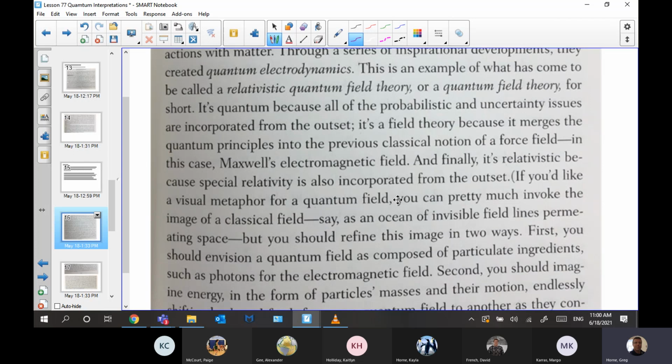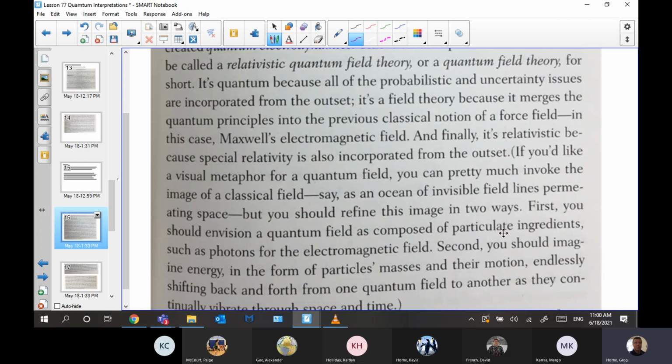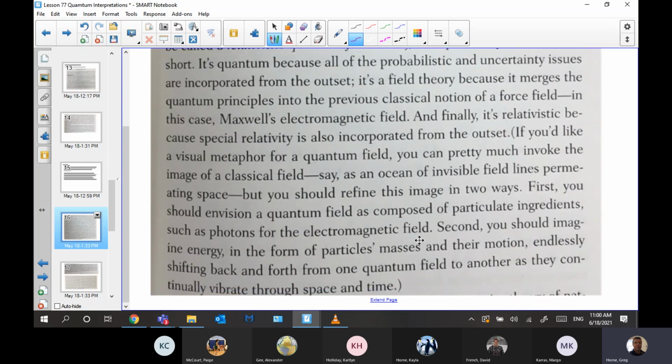It says if you'd like a visual metaphor for a quantum field, you can pretty much invoke the image of a classical field, say as an ocean of invisible field lines permeating space, right? But you should refine the image in two ways. First, you should envision a quantum field as being composed of particulate ingredients, like photons for an electromagnetic field. So we're talking about the exchange particles at this point. Second, you should imagine energy in the form of particles' masses and their motion endlessly shifting back and forth from one quantum field to another as they continually vibrate through space-time. That's the special relativity part being incorporated.